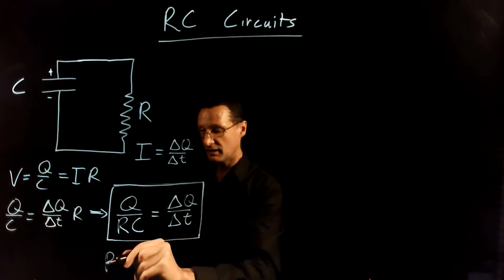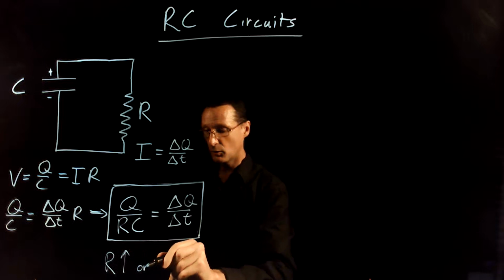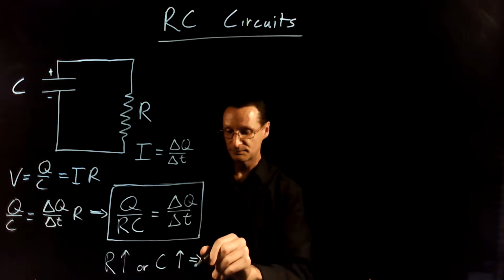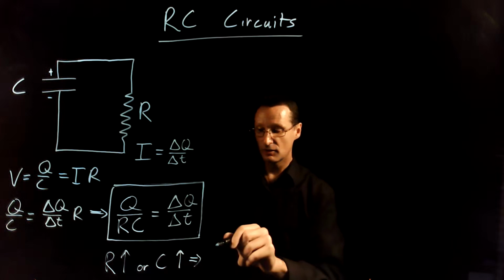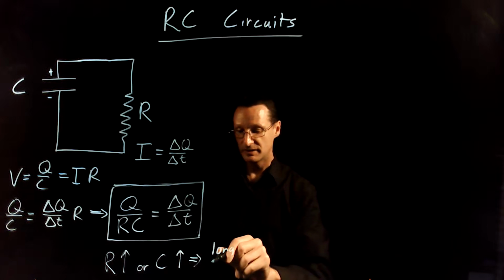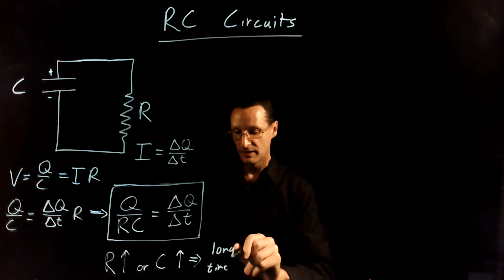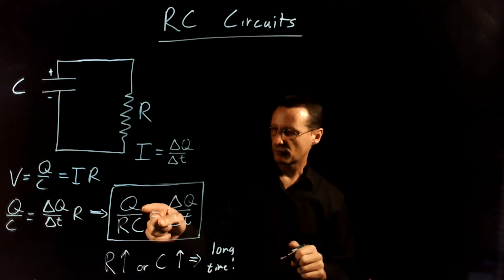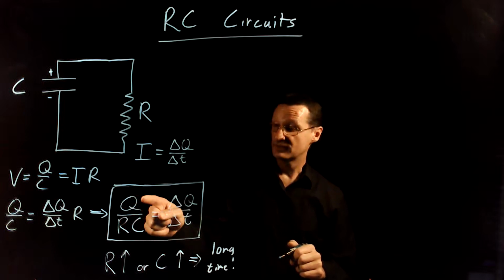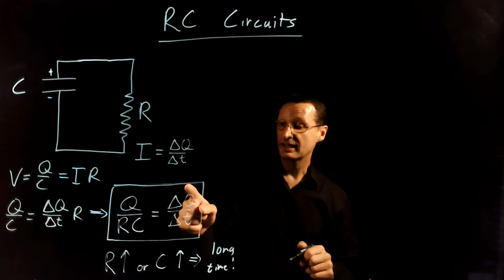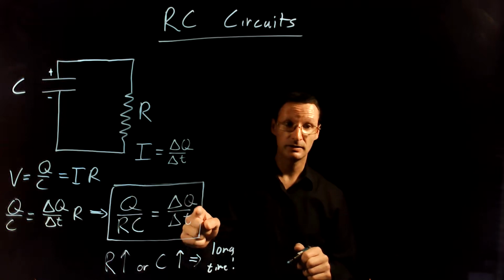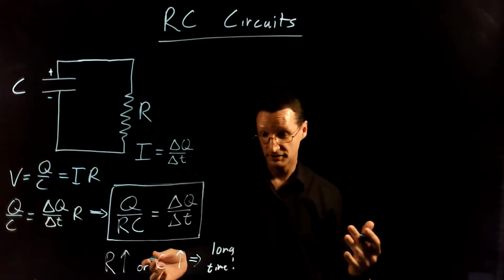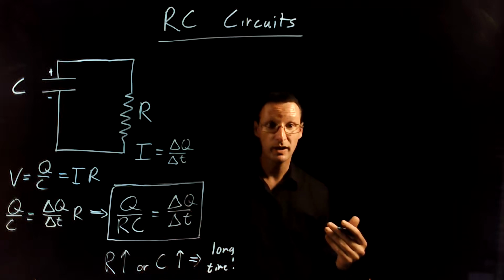So if I make R really big, or if I make C really big, what does that do? That means it takes a long time to discharge. How do I know it takes a long time? Well, if R and C are big, this whole fraction is small. If this fraction is small, that means the rate at which it discharges is small. That means that it's going to take a long time to discharge. It's not pulling the charge off there quickly.